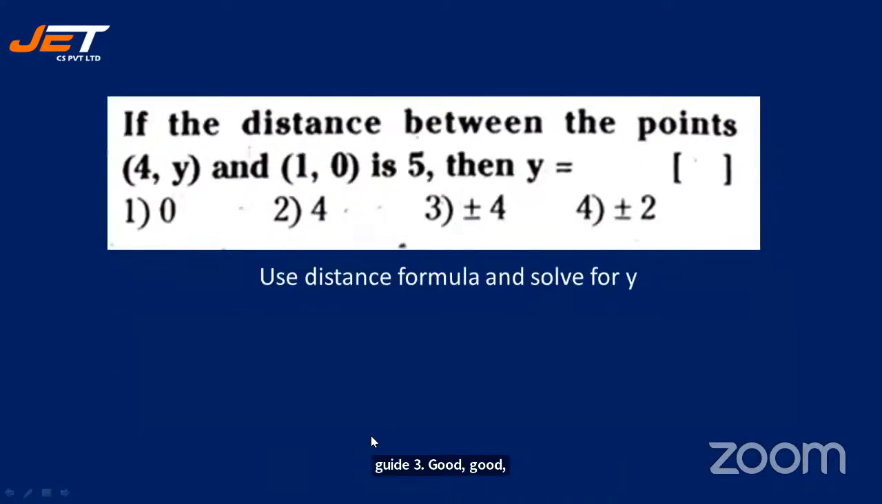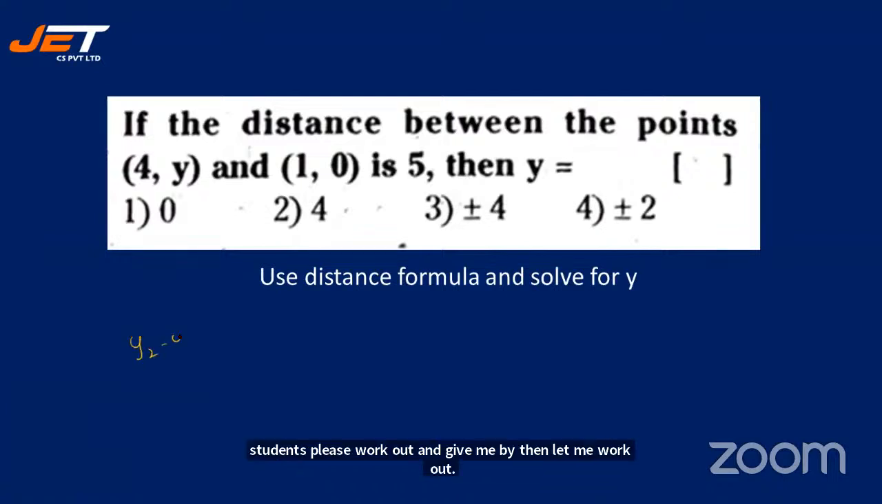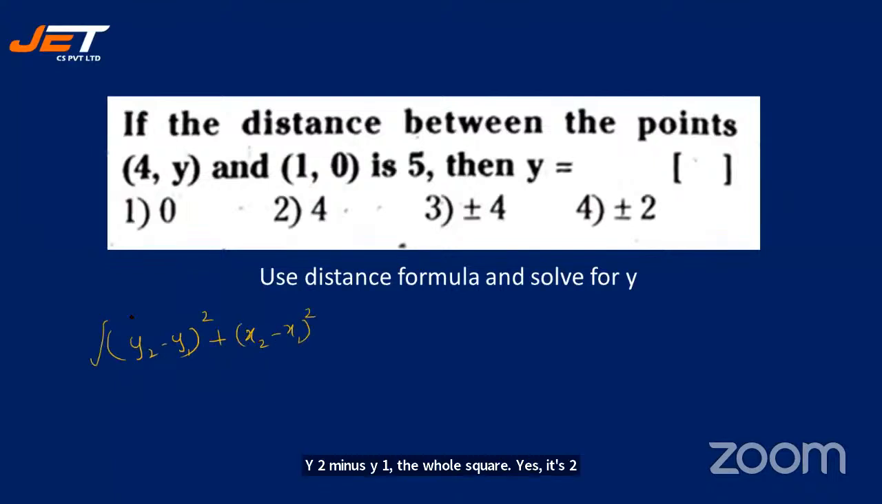If the distance between the points (4, y) and (1, 0) is 5, then what is y? So you have to use the distance formula, right? So what is the distance formula over here? Now students, please work out and give me. By then let me work out. The square root of (y2 minus y1) the whole square plus (x2 minus x1) the whole square.